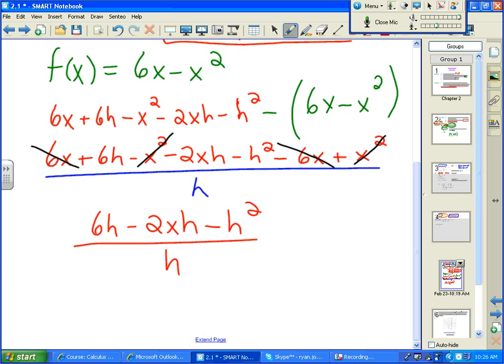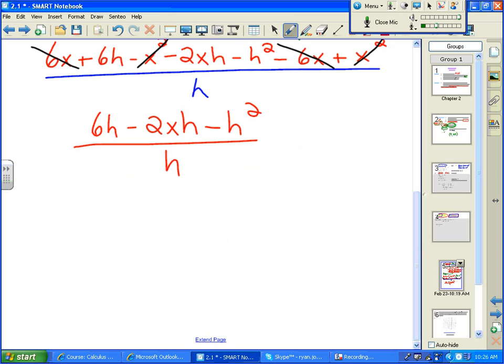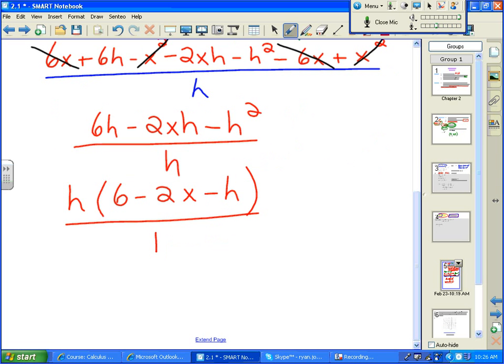So here's what I have so far. I think I have that. Yep. Now, is there something I can do to the numerator? Taryn, take an h out of all of them. Good. So I'm left with h. What's left? 6 minus 2x minus h all over h.